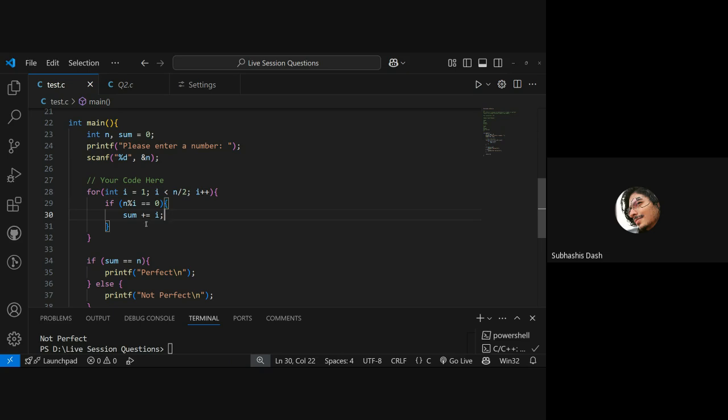The others? i less than or equal to n by 2. That is correct. So this is supposed to be less than or equal to, since we also want to check n by 2.